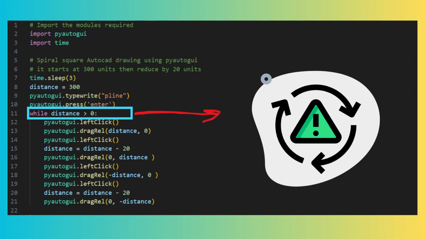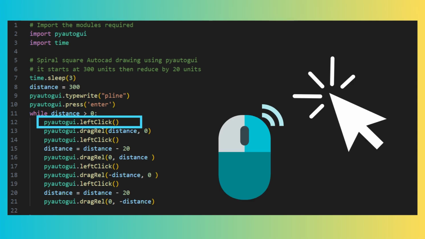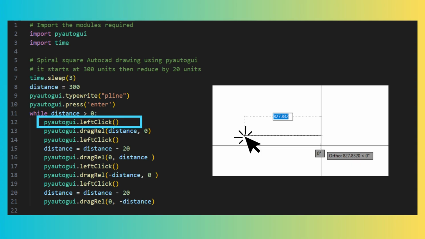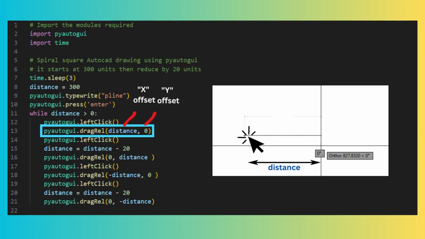While distance is greater than 0: this line starts a while loop that continues until the distance variable becomes 0. Left click: this is literally a left click of the mouse. In AutoCAD, this action would begin drawing the polyline from where the mouse cursor is currently positioned. dragRel(distance, 0): it drags the mouse by the distance value in pixels to the right from the current position.